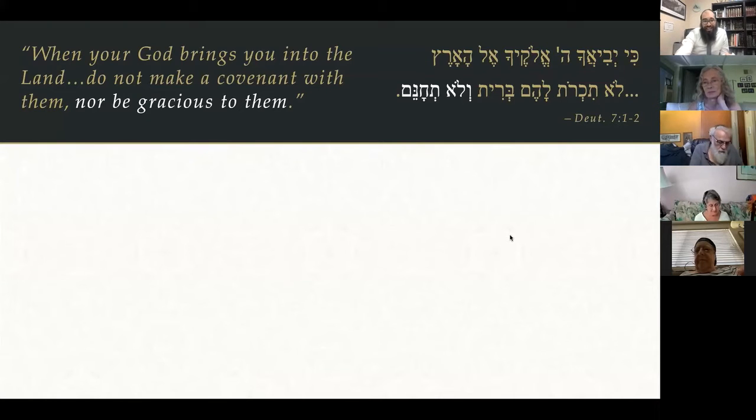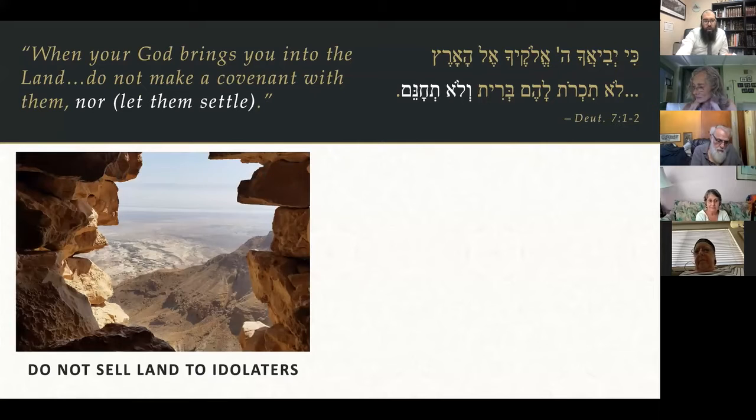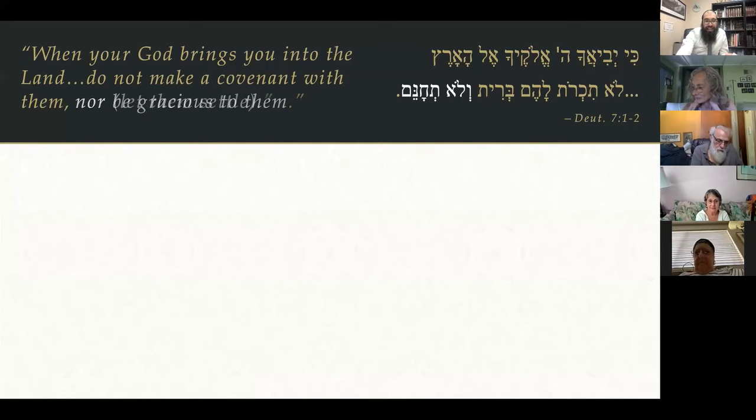Okay, those last 3 words, do not be gracious to them, in Hebrew are known as lo techanim, which technically means do not be gracious to them. Many commentaries point out that the same word techanim also shares the same root as chanaya, which means to kind of settle, which means that this is a prohibition against letting other nations settle in the land of Israel. Ooh, so there actually might be a prohibition against allowing non-Jews to settle in the land of Israel.